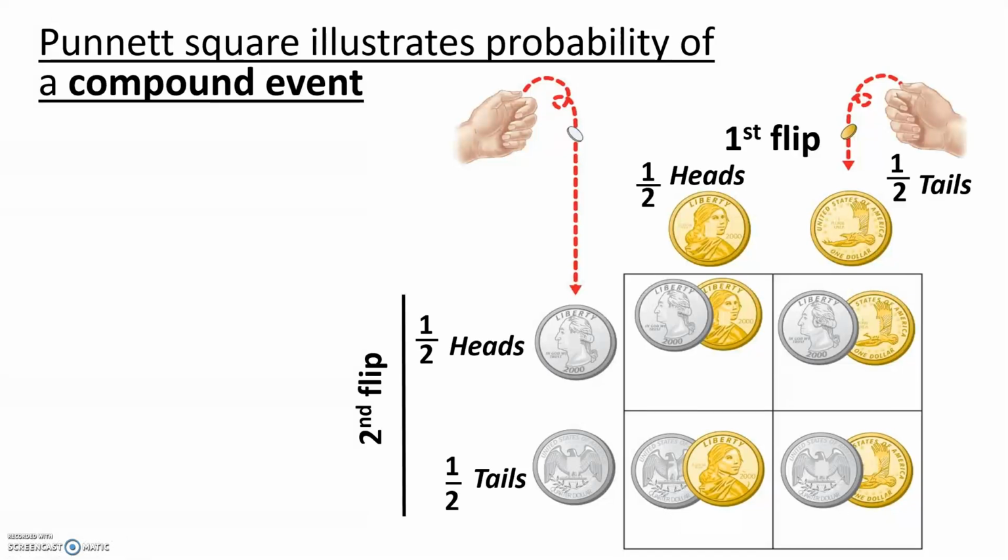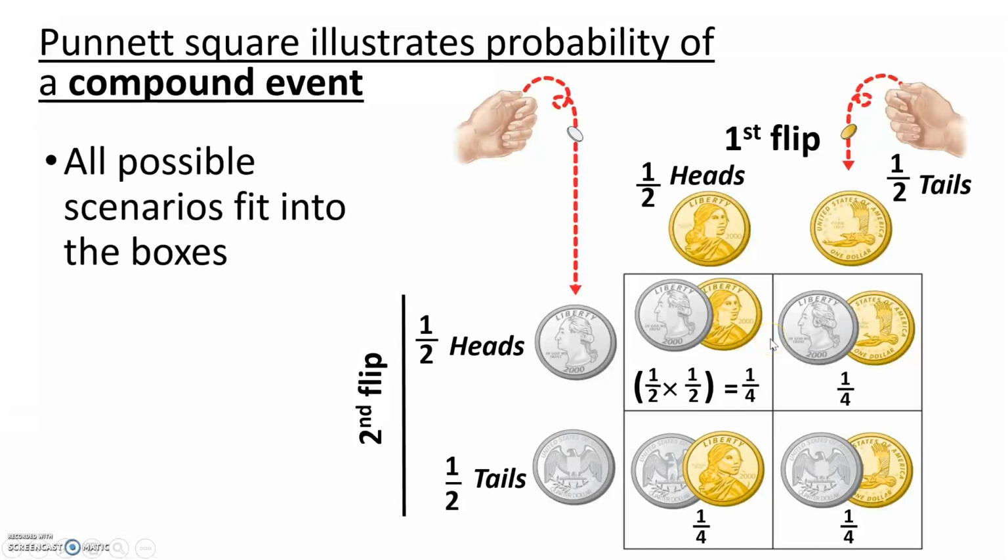And so here's what it would look like. On the first flip, half of the time you would expect it to be heads, half of the time tails. For the second flip, the same idea. Half of the time heads and half of the time tails. So we put those probabilities in each of these boxes here. Half of the time for that, half of the time for that. So there is that 1 in 4 chance, or 25% of the time. And each box that we see here is going to represent a possible scenario, and all possible scenarios are illustrated in our Punnett square right here.